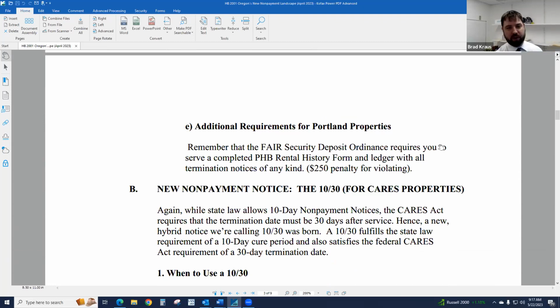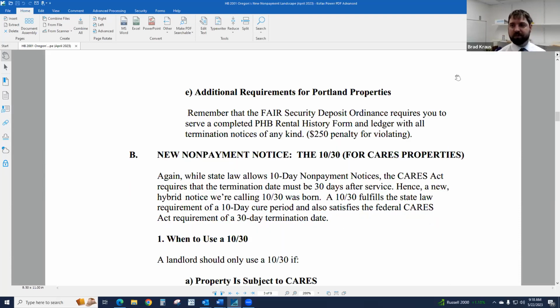Finally, for folks who have Portland properties, remember that you are subject to a variety of other laws and rules, namely the Portland Fair Ordinance. The security deposit ordinance portion of that requires that you serve the PHB rental history form and ledger with all termination notices of any kind. Make sure that you do that as well. So that's just for Portland properties.